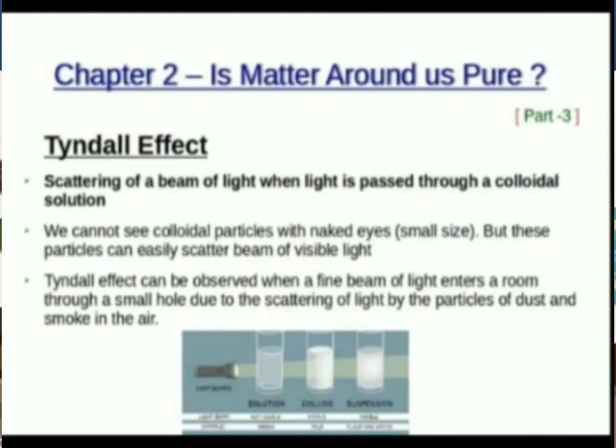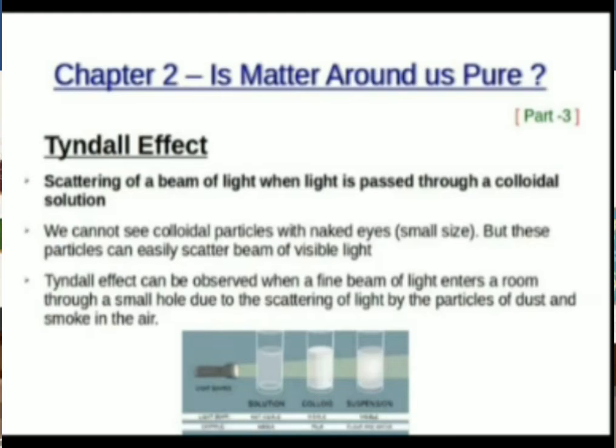Then what is Tyndall effect? Scattering of a beam of light when light is passed through a colloidal solution or a suspension. We cannot see colloidal particles with naked eyes because they are very small in size. But these particles can easily scatter a beam of visible light.